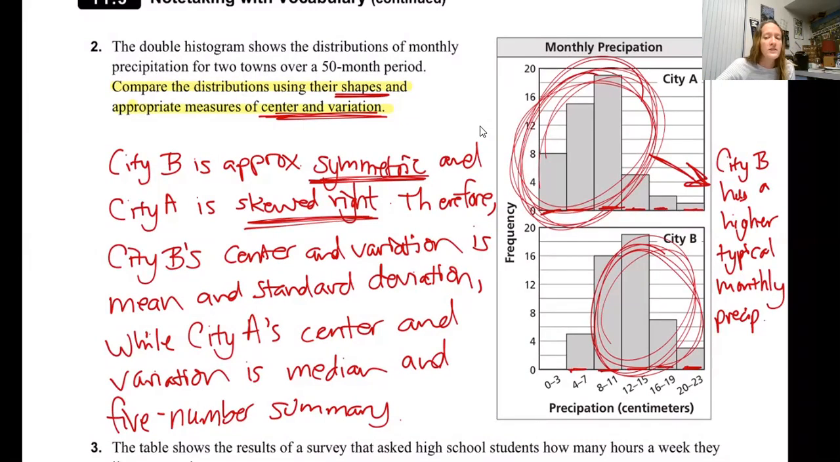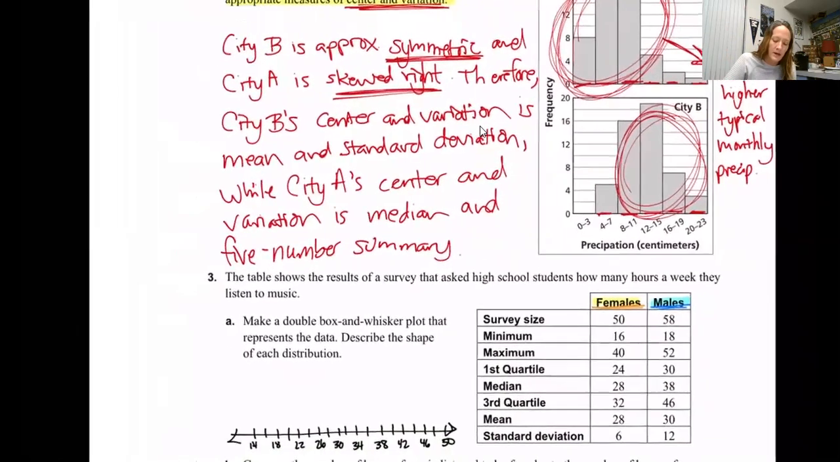But something else that we could say is that city B, since it is more symmetric, more like that bell curve that we're going to see in just a second, we can also say that in city B, the months tend to differ more. So it has more variation. It does have a higher typical monthly precipitation. A normally has a lower, and not only does it have a lower, the months are also more grouped together because of that skew, whereas in city B, it's more spread out. Anyway, just a couple ideas of things that might be helpful in homework.